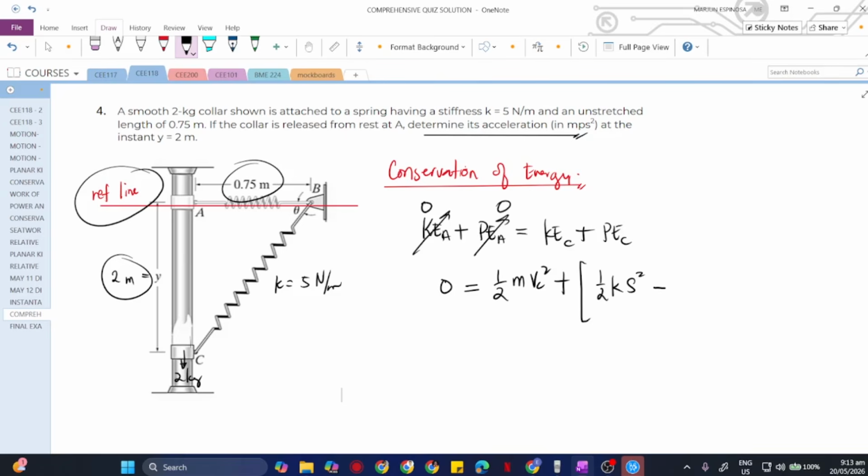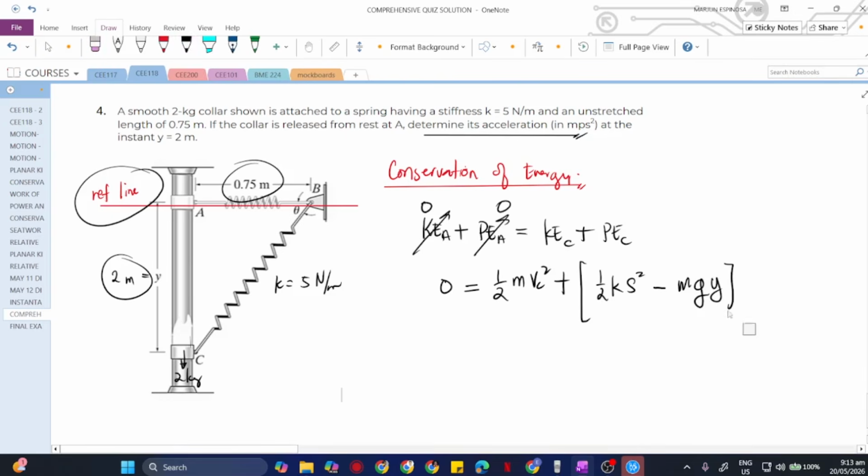That is to be subtracted by the decrease. Ito yung increase ng potential energy ng spring, that is to be subtracted by the decrease in potential energy of the collar kasi bumaba yung elevation niya. So that is mass of the collar, then gravity, tapos yung binaba na height, or simply yung y. Okay? So yan yung magiging equation natin.